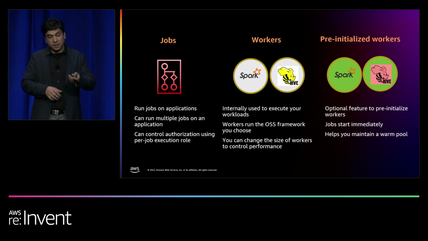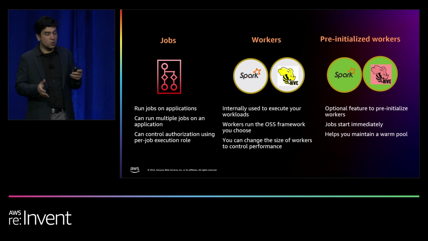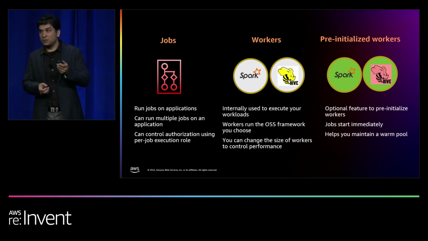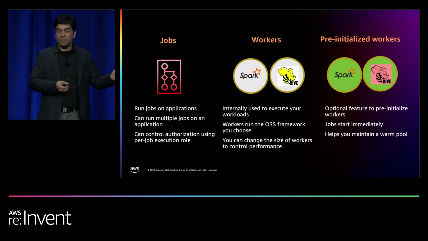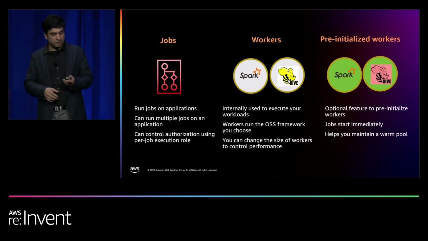The third feature is pre-initialized workers. That's an optional feature. You don't have to use it, but let's say you have a use case where you want jobs to start up fast, within seconds. So what you can have is a warm pool of workers standing by, and when your jobs come in, the jobs start immediately. And then you can also monitor how is my utilization of my pre-initialized workers. Now, if you have more jobs coming in than the pre-initialized workers that you have set up, then those would all spill to on-demand workers. And we'll see more examples on that.